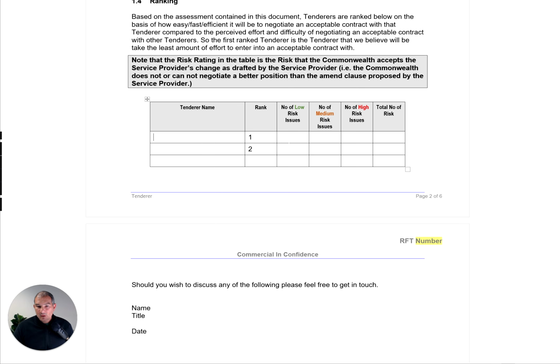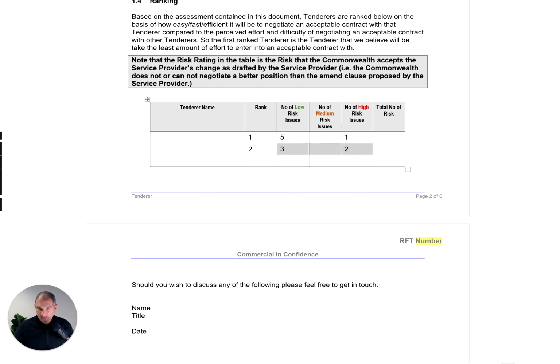So you might have tenderer A who might have five low risks and one high risk. And then you might have, say, tenderer B who's got three low risks but two high risks or something like that.